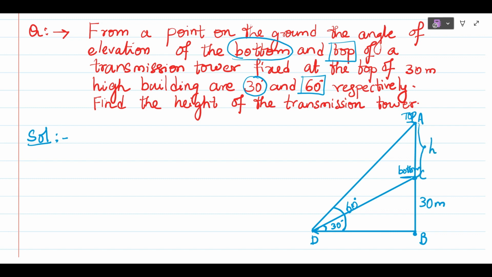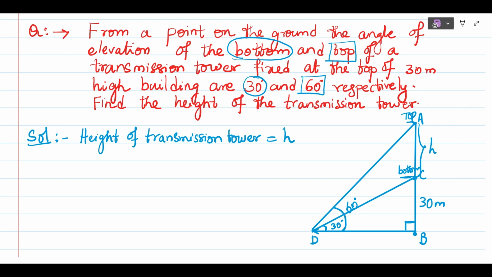Let us take it as height. Okay. Height of the transmission tower is equal to h. Is it clear, students? So did you understand the diagram? So height of transmission tower is equal to, let us take it as h. Okay. So now here where is the right angle between the ground and this building? Okay. Here the angle is 90 degrees.